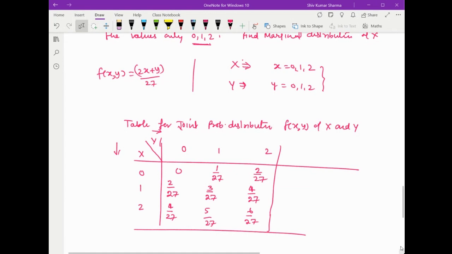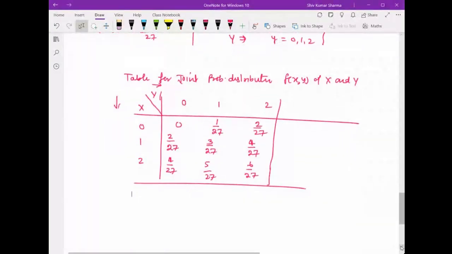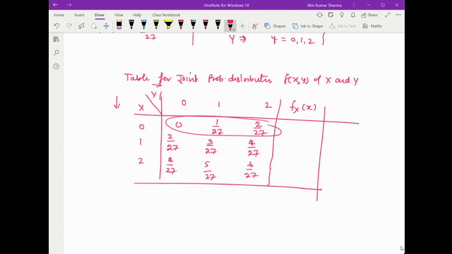When you want to calculate the marginal distribution of x, you write it in this column. So just do the sum of the values. For x equal to 0, the marginal distribution of x is 3 by 27. For x equal to 1, do the sum: 2, 3, 4, which is 9 by 27. And for x equal to 2, it is 4, 5, 6, which is 15 by 27. So these are the answers.